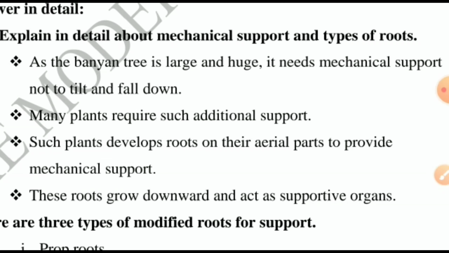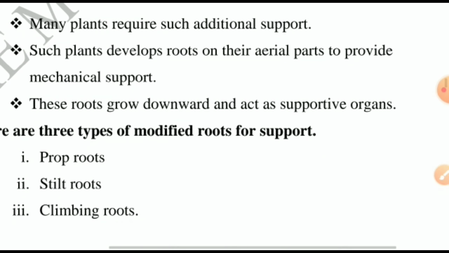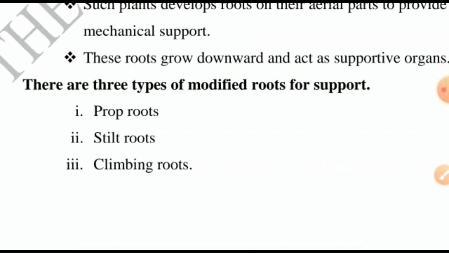Explain in detail about mechanical support and types of roots. As the banyan tree is large and huge, it needs mechanical support not to tilt and fall down. Many plants require such additional support. Such plants develop roots on their aerial parts to provide mechanical support. These roots grow downward and act as supportive organs. What are the 3 types of modified roots for support? Prop roots, stilt roots and climbing roots.